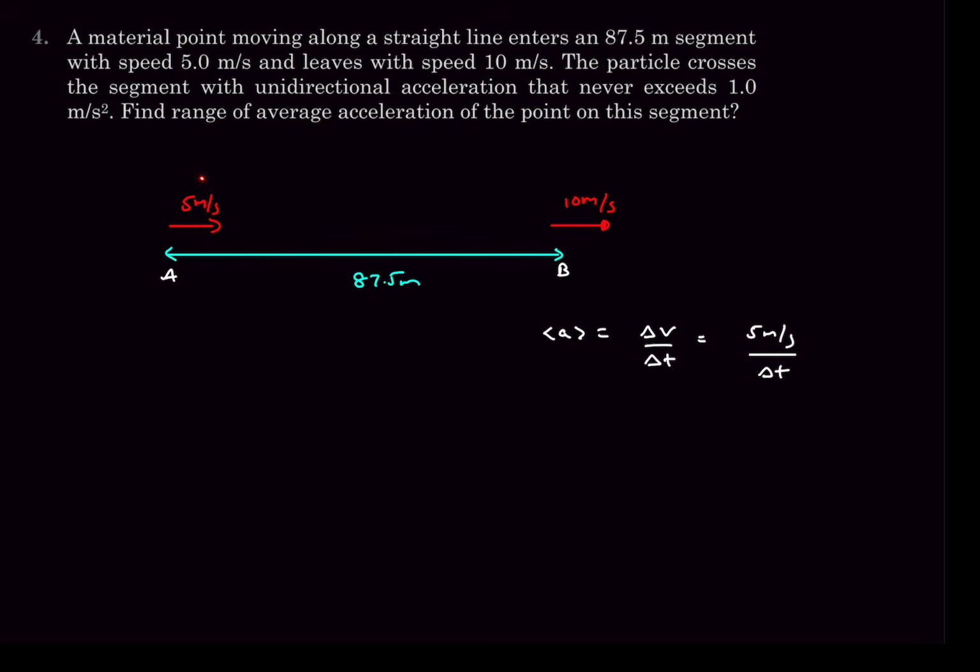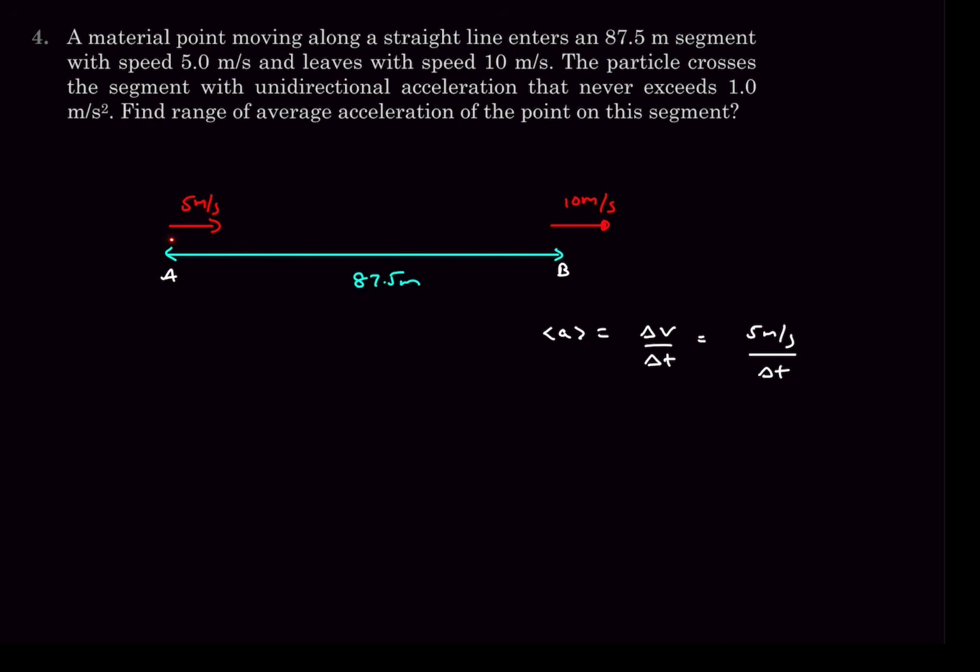Now let's think about the situation in which the time taken would be minimum. Firstly, our constraint is that we enter with 5 and we have to leave with 10, and the distance that we have to cover is 87.5 meters. So that's the constraint. We cannot exit with 9 meter per second or 11 meter per second. We have to exit with 10 meter per second.